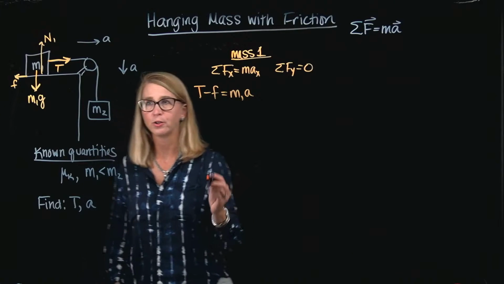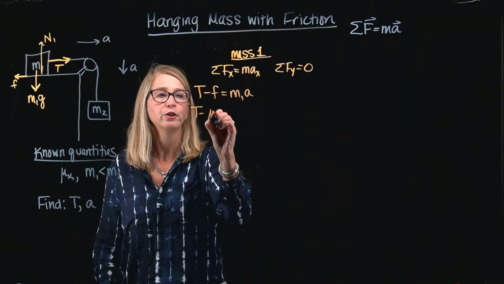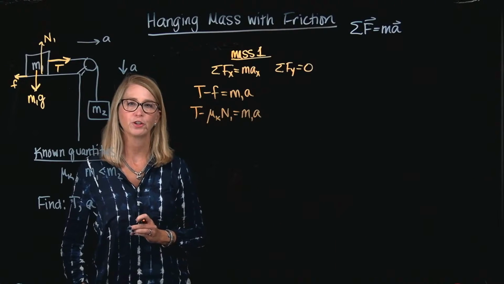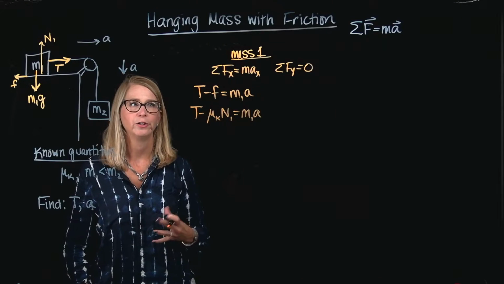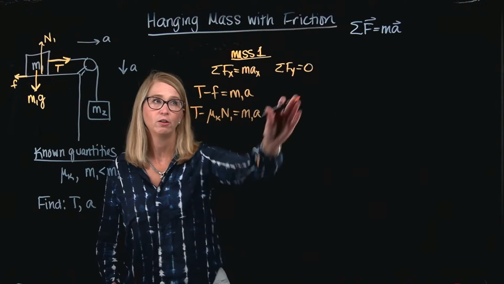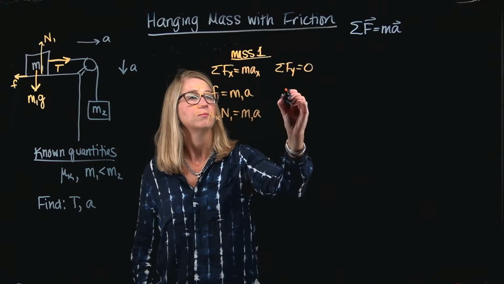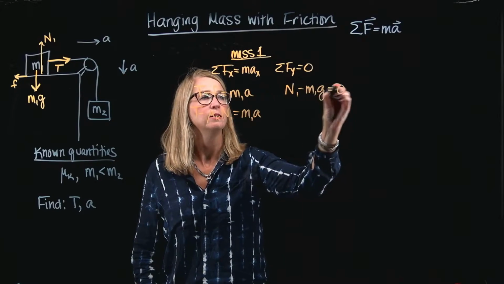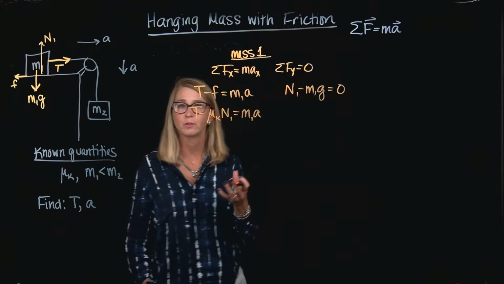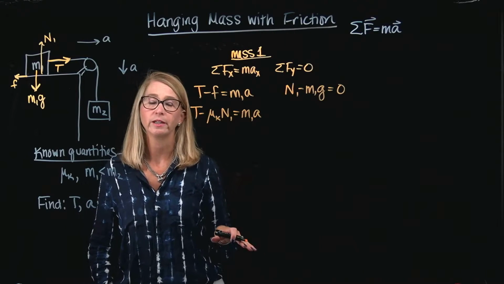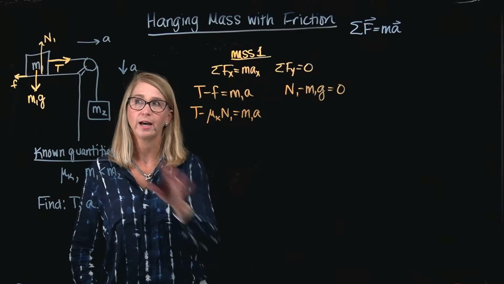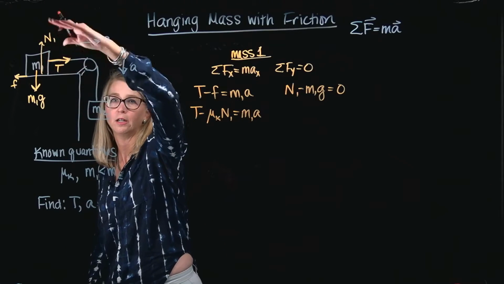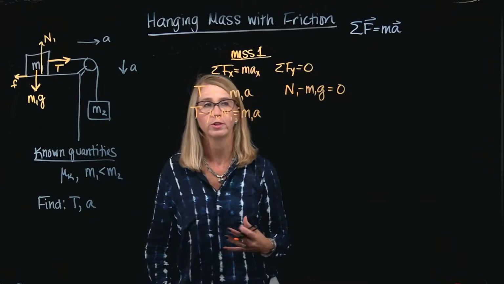Now, I also learned that the frictional force is equal to the coefficient of friction times the normal force. Now, I don't know what the normal force is yet, but I can find it if I look at the forces acting in the y direction. I have the normal force and the weight, which act in opposite directions. The normal force is up, so it's positive. The weight is down, so it's negative. Those are the only two vertical forces I have on mass 1. And so these two things have to add up to be 0. The mass is not moving in the vertical direction, so the forces add up to be 0.